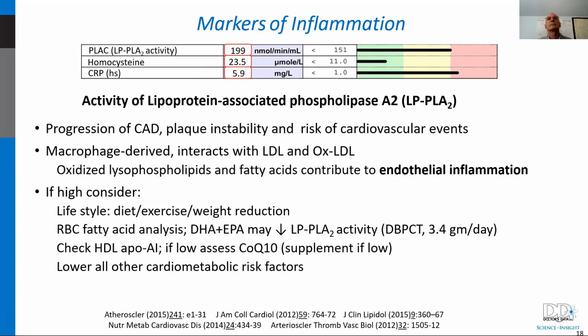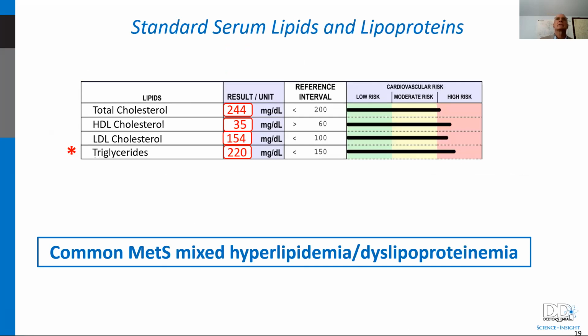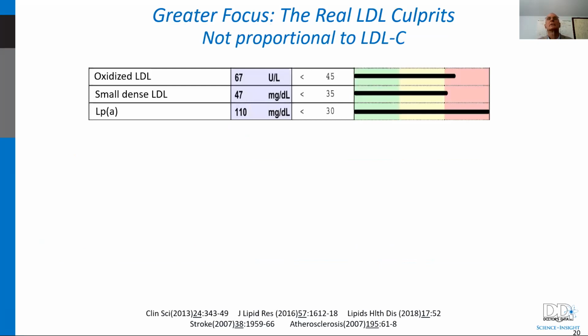Now, when we look at the standard serum lipids and lipoproteins panel, we see a very common, for this patient, metabolic syndrome mixed dyslipidemia. We see elevated total cholesterol, LDL cholesterol, dismally low HDL cholesterol, and significantly elevated plasma triglycerides, something I will elaborate on. So let's take a greater look at the LDL culprits, a greater focus on the real LDL culprits. Just LDL cholesterol doesn't cut mustard.